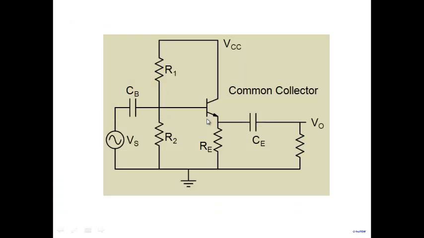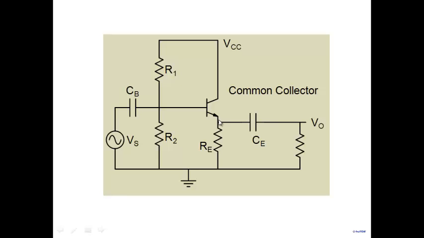In that sense, a common collector amplifier makes sense for us. Why? I want to drive a very low impedance load here. And we said to drive that, you need very low output resistance here. Now, when you look into this output resistance here, what do you see? You're looking into the emitter. And when you look into the emitter, you get very low output impedance.